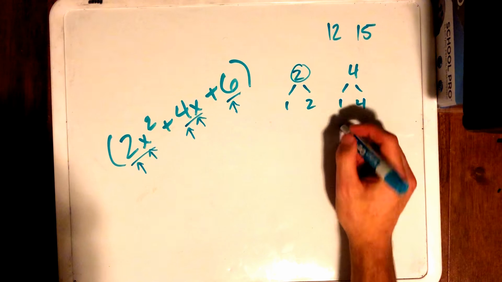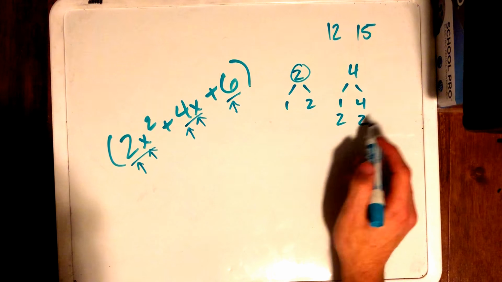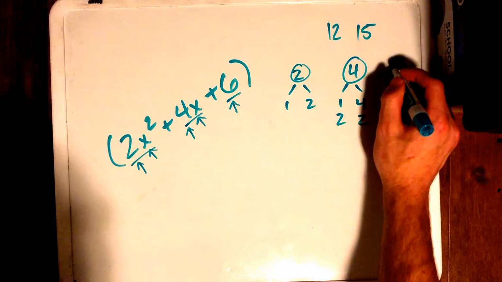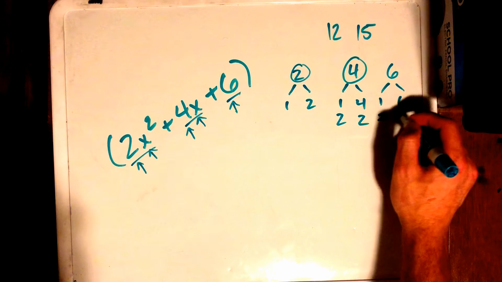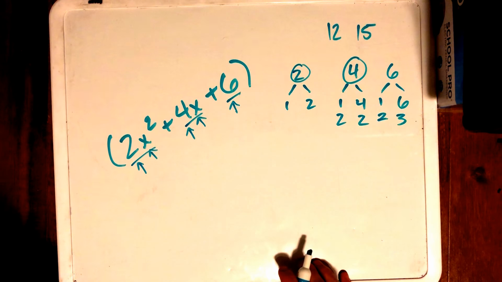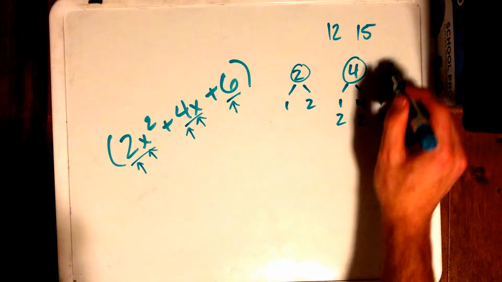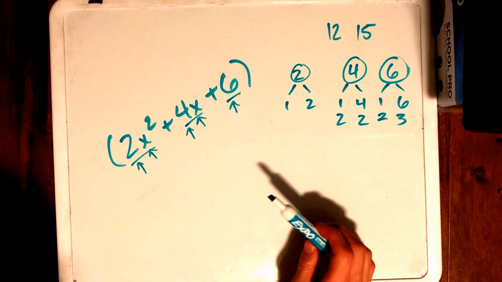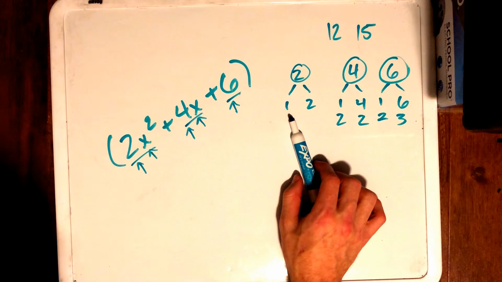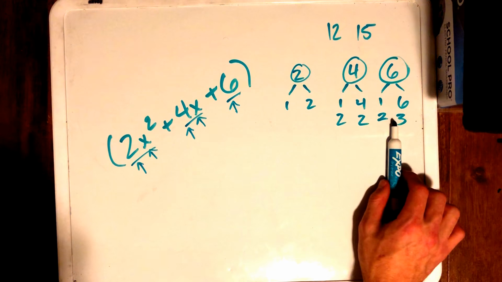I know that the factors of 4 are 1, 4, and then 2 times 2, or just 2. And then I know the factors of 6 are 1, 6, 2, and 3. So this time we have 3 numbers that we're trying to find something in common. So we want to try and find the greatest common factor of 2, 4, and 6.